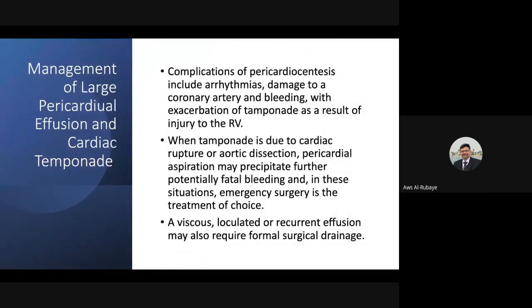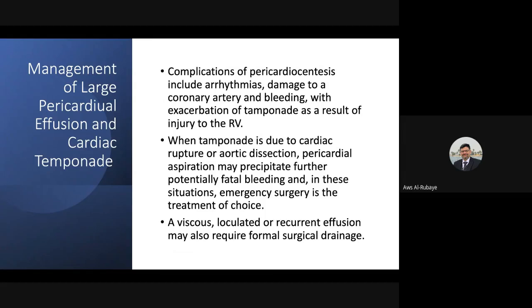Management of large pericardial effusion also has some complications in pericardiocentesis. This includes arrhythmias, damage to the coronary artery, bleeding, and this bleeding can exacerbate the tamponade.